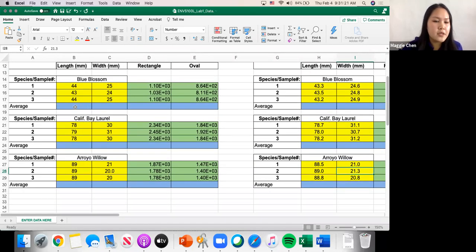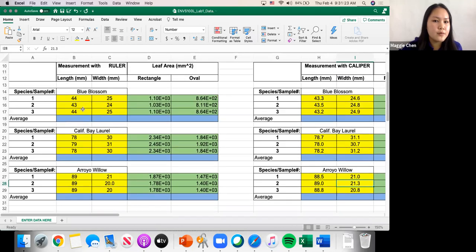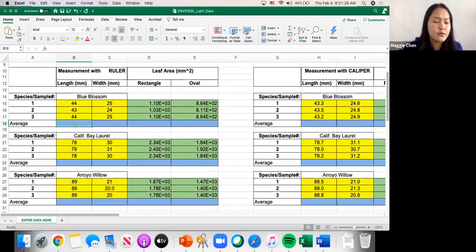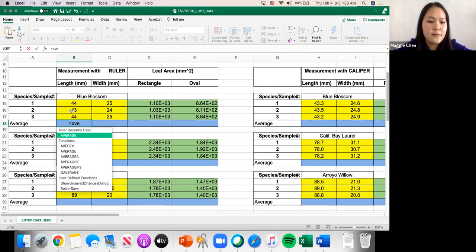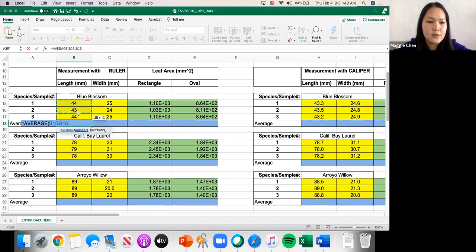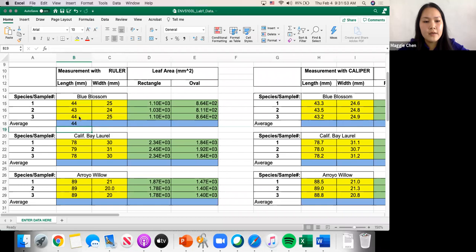So we'll just start with our ruler measurements here. In the blue cell right underneath all of our data, we can start our equation with the equal sign. And we'll just type in AVE for the first part of our average function. This drop-down menu is going to pop up and we'll just click on this average function and then select these 3 cells at the top. Once you've selected the cells that you want to get your averages from, you can just hit enter. And that should give us the average that we want.